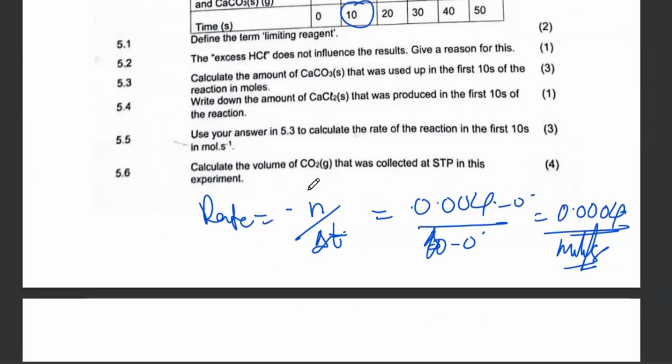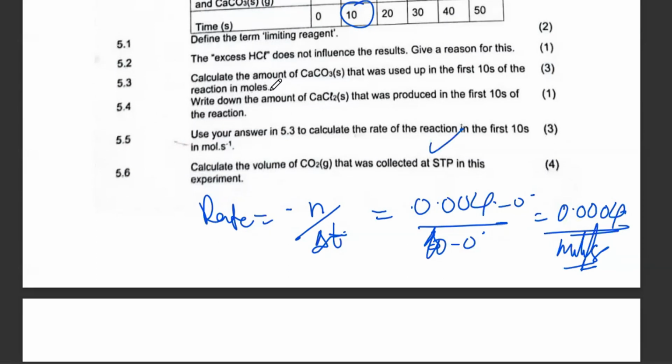So that is it. When it comes to that, they're saying calculate the carbon dioxide. Now they're asking you to calculate the volume of carbon dioxide that was produced at STP in this experiment. So the volume of carbon dioxide which was produced is going to be equal to, let's first convert it into the number of moles, so that once I have the number of moles, I'll be able to convert the number of moles into volume over molar volume.